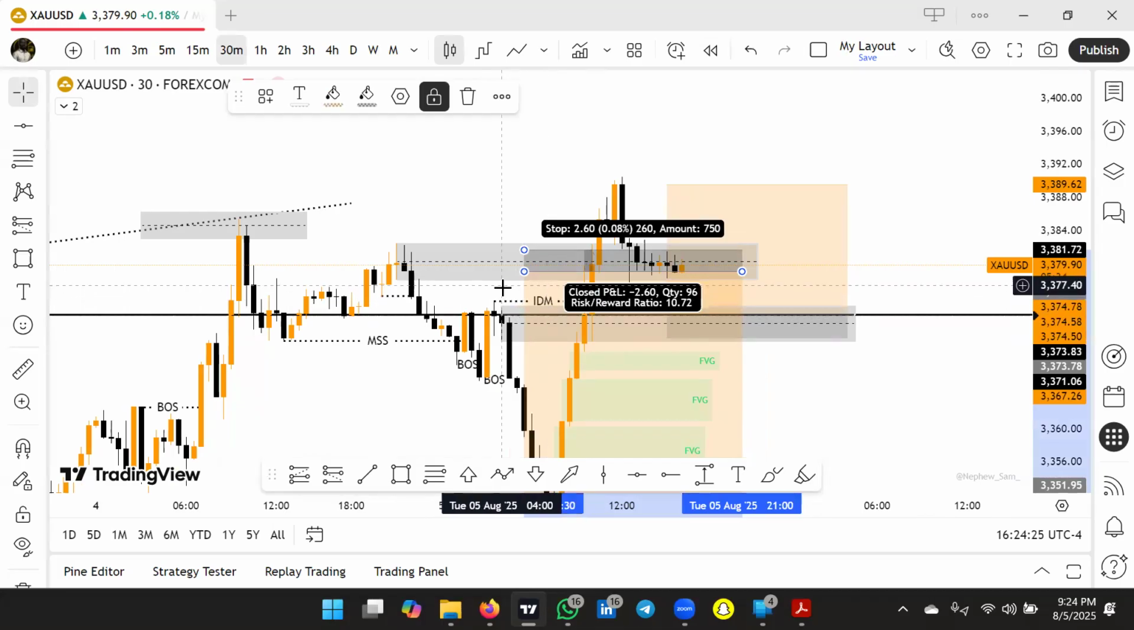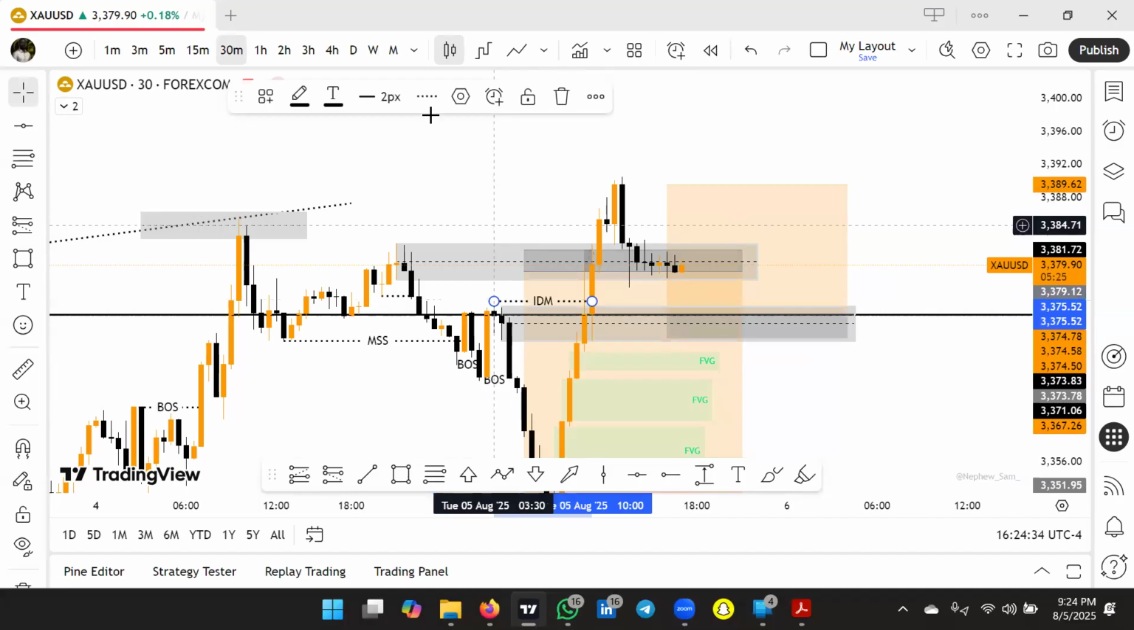Now, following these four rules I mentioned, I think there must be, one, a market structural shift or a break of structure.